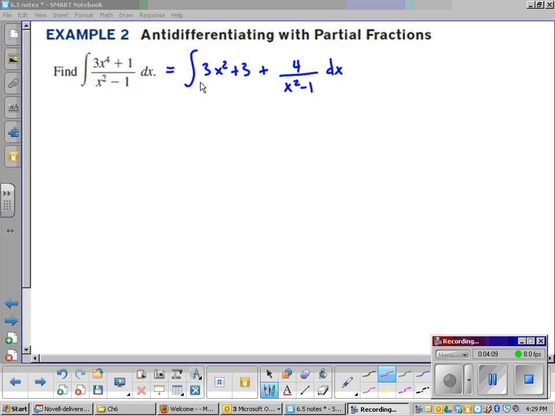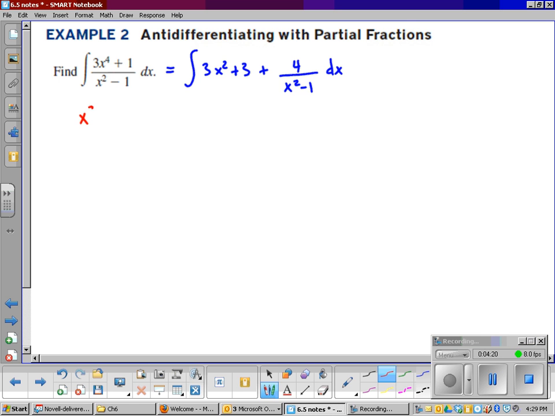Now remember that you can integrate term by term. So the 3x squared we can integrate just using recognition. If we add 1 to that power and divide by the new power, then we're going to get x cubed. And then the 3, same thing. That's going to be plus 3x.